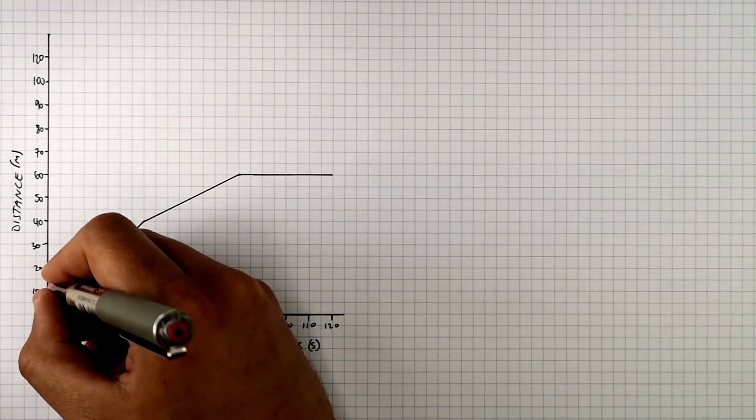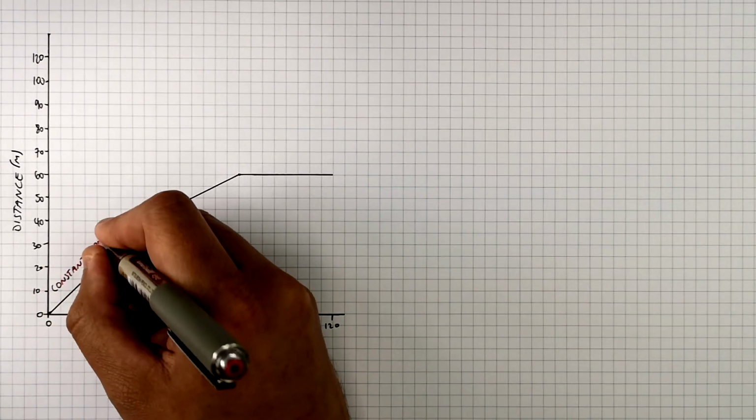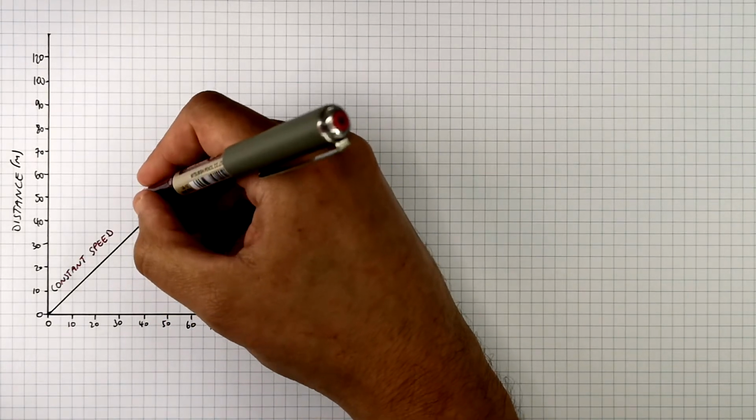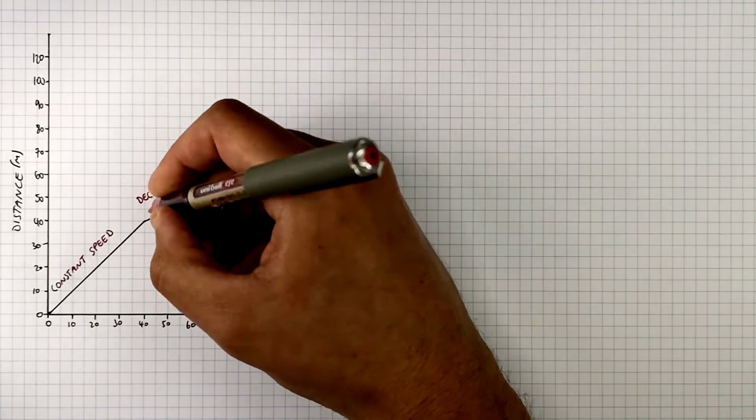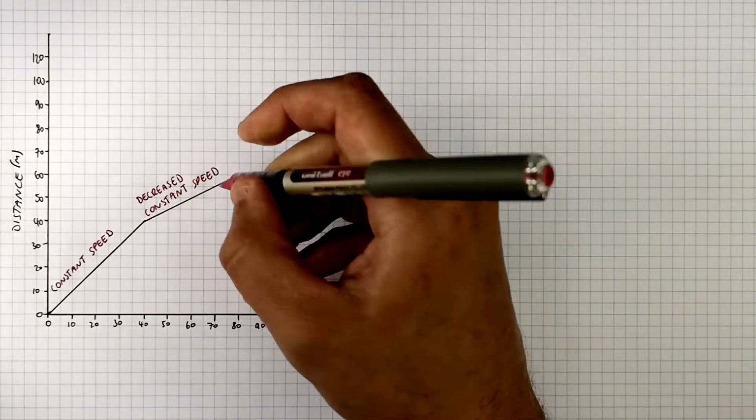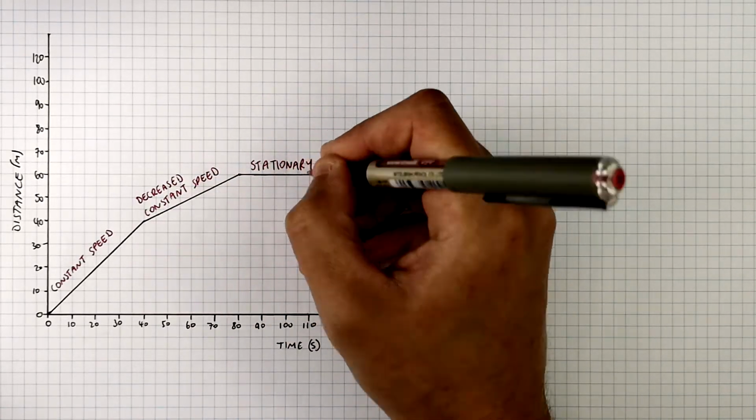So this object starts its journey at a constant speed of 1 meter per second. And then at 40 seconds, it decreases its speed to 0.5 meters per second. And for the last 40 seconds, the object is stationary.